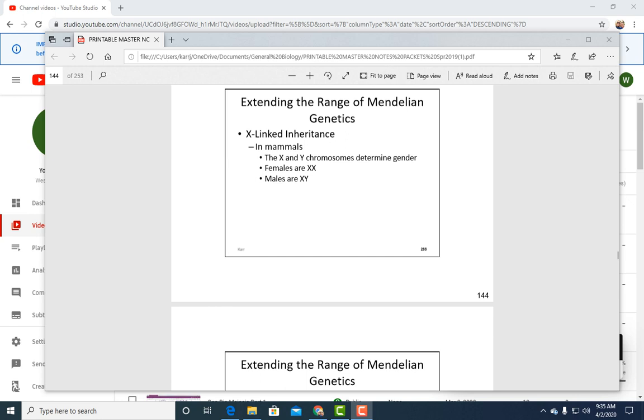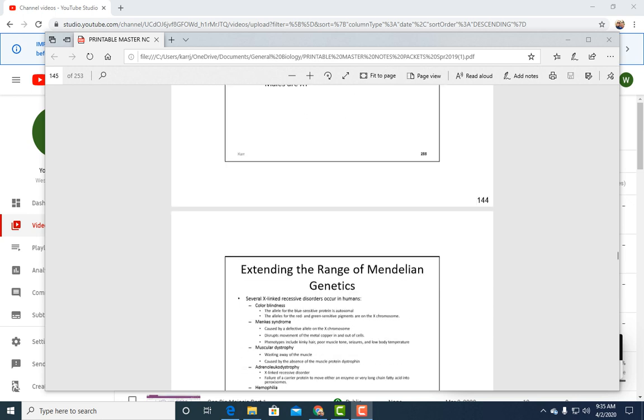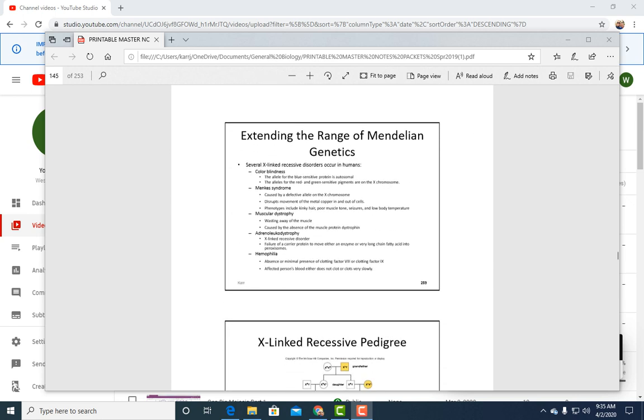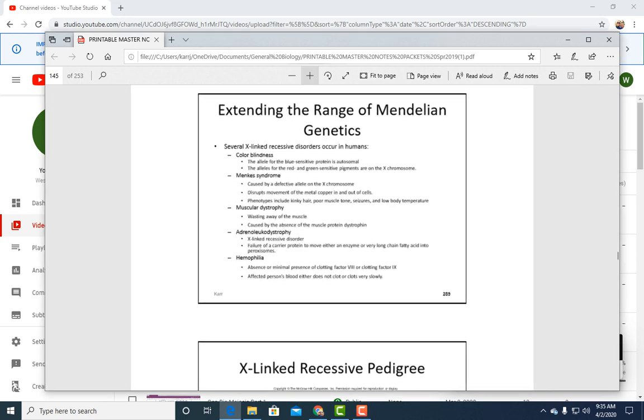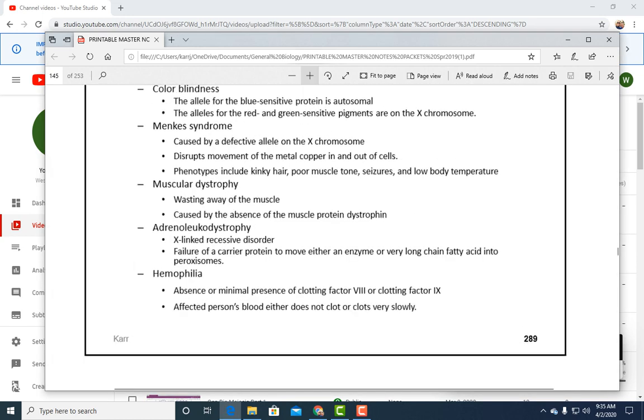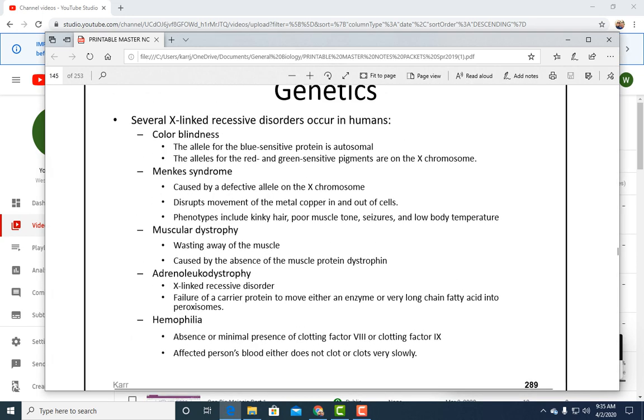So what we see in these individuals, I'm going to make this a little bigger here. Color blindness: what we find is if a woman is colorblind, she donates that bad X to her son, and her son has an X and a Y. The Y comes from the dad, the X comes from the mom, and her sons are going to be colorblind.